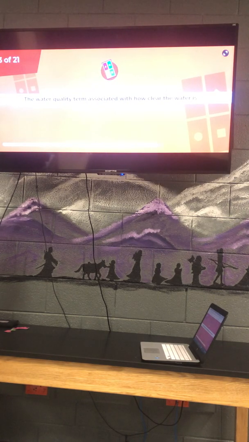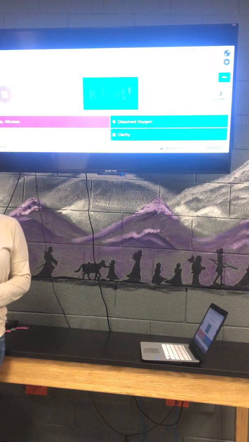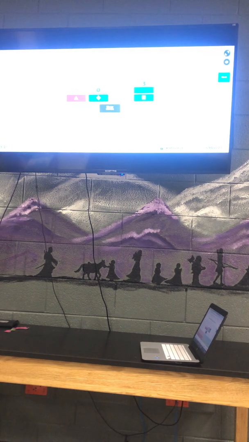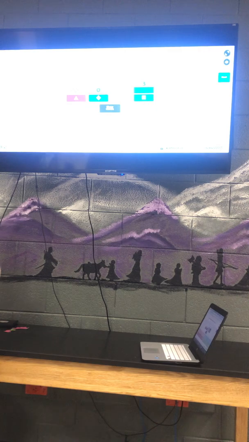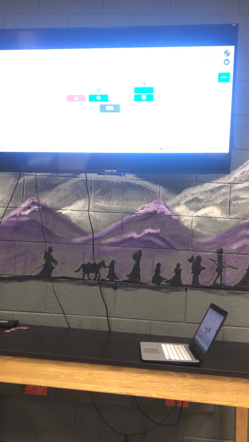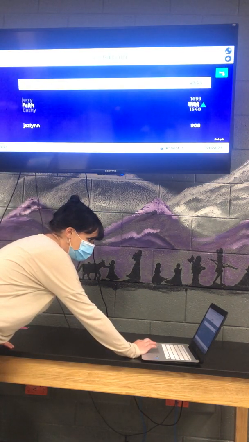The water quality term associated with how clear the water is. So turbidity's right. Clarity is not technically the water quality term that we use. So we use turbidity. That's how turbid it is, how many particles are in it, making it look cloudy or dirty.